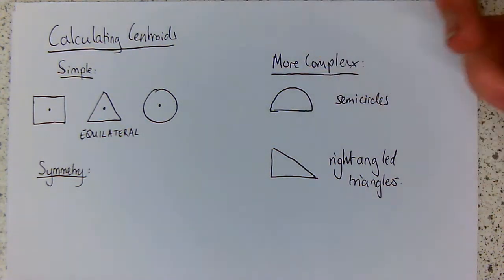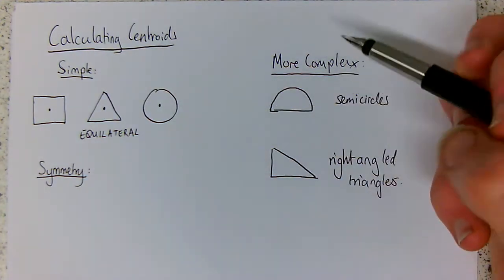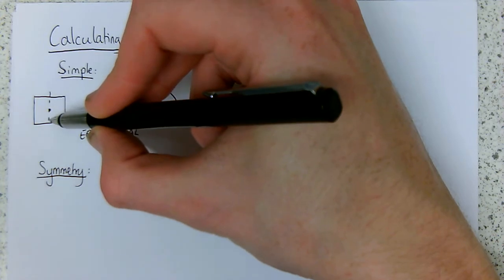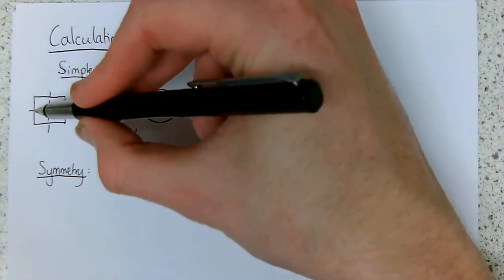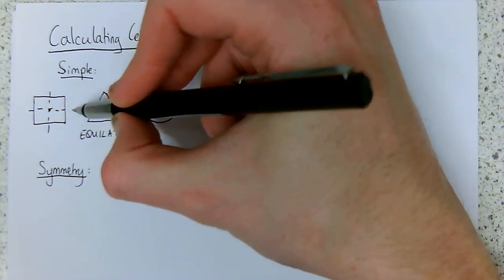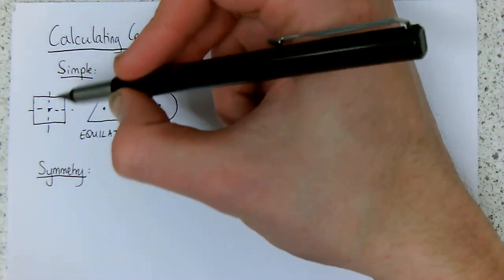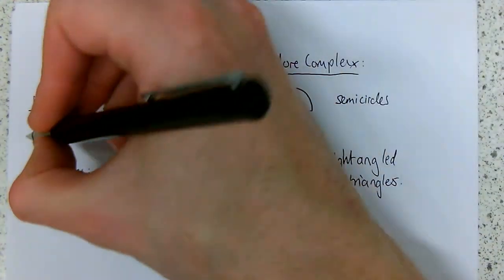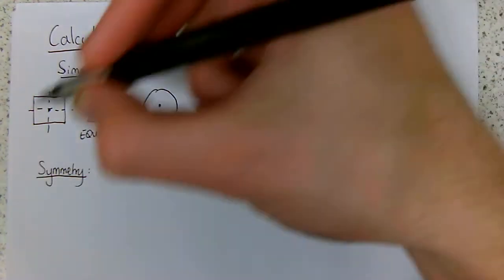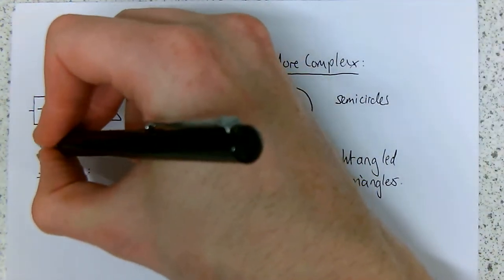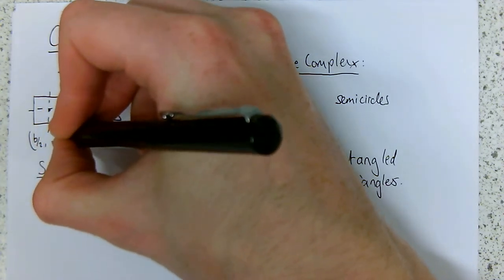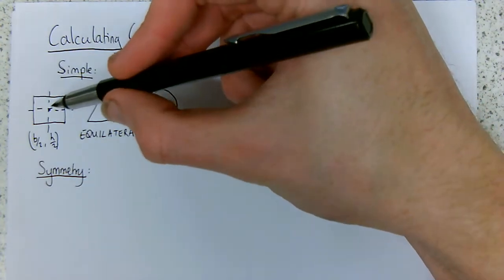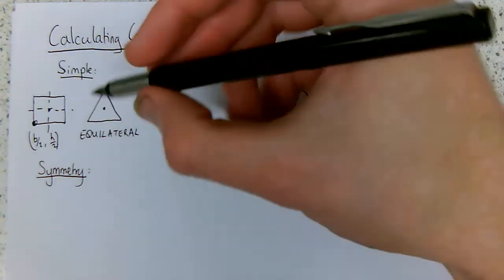Calculating centroids. For simple shapes, we can use the fact that the centroid lies at the point where the axes of symmetry intersect. So in the case of a rectangle or a square, it would be half of the base along and half of the base up, if we are taking our centroid to be relative to this bottom corner.